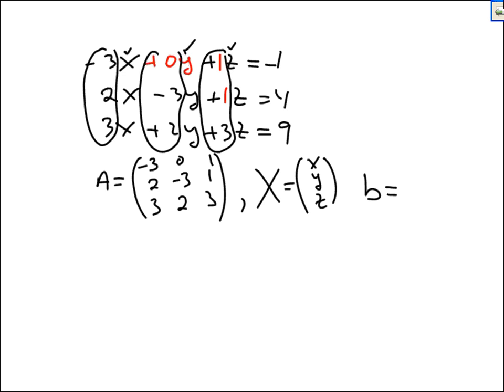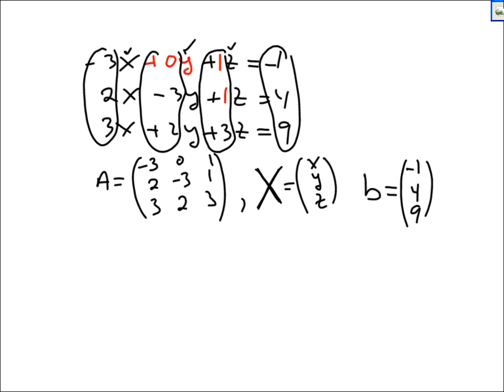Now, let me just say it again. If you have a column vector, you can call it capital A or capital B, but generally we call it by capital letters from the end of the alphabet. Capital X, capital Y, capital Z. And little b is also going to be a column vector, but it's going to be the numbers on the right-hand side of the equal sign. That's little b.